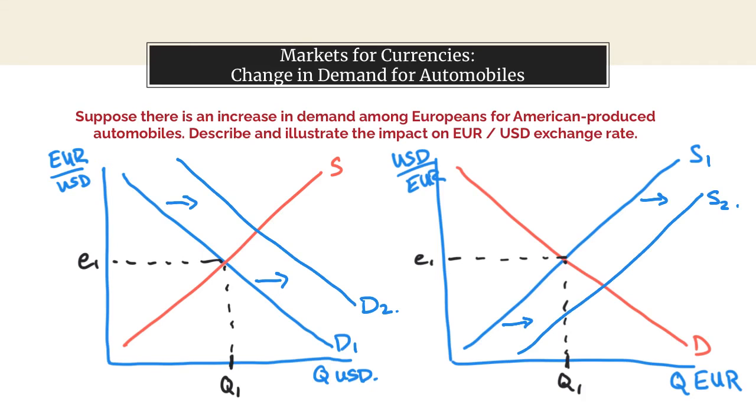Let's label our new equilibrium E2. We can see there was an appreciation of the US dollar. In the market for US dollars, the exchange rate went up. And we can see there's a depreciation in the euro. The exchange rate in the market for euros went down.